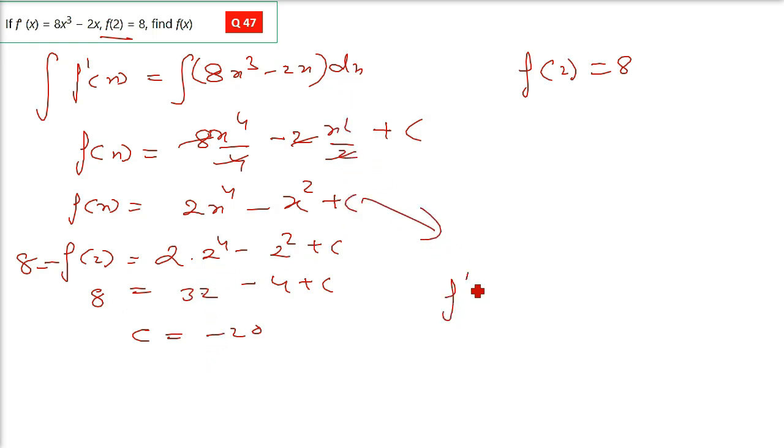Now put it in the original equation. f(x) is equal to 2x raised to 4 minus x square and the constant of integration, which is negative 20. This is your final solution.